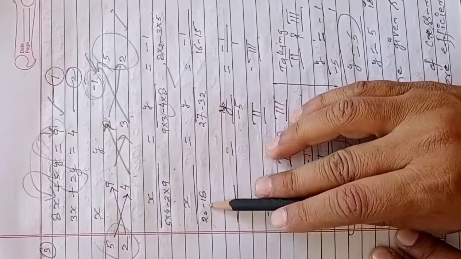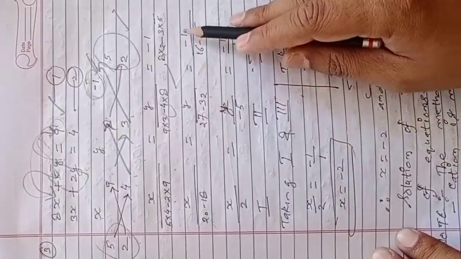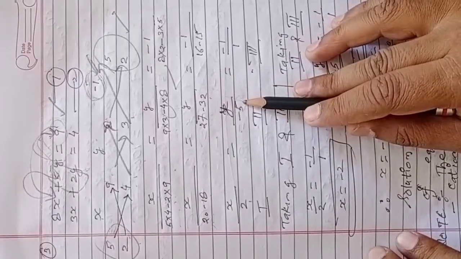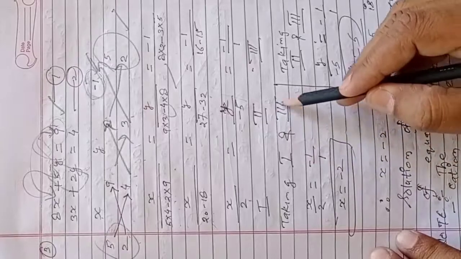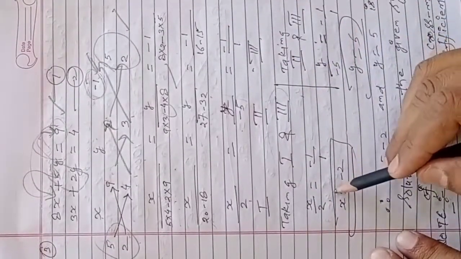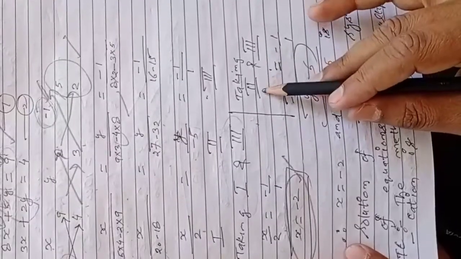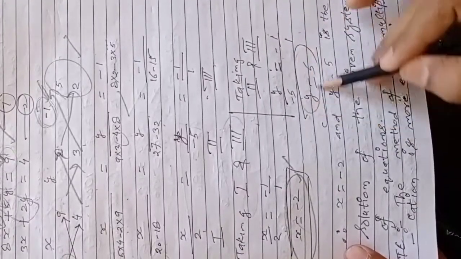x upon 20 minus 18 is equal to y upon 27 minus 32 is equal to minus 1 upon 16 minus 15. So x upon 2 is equal to y upon minus 5 is equal to minus 1 upon 1. First we will take the first ratio and third ratio. So it will be x upon 2 is equal to minus 1 upon 1. When we cross multiply it, x is equal to minus 2 is coming. When we take the second and third ratio, y upon minus 5 is equal to minus 1 upon 1. So y is equal to 5 is coming.